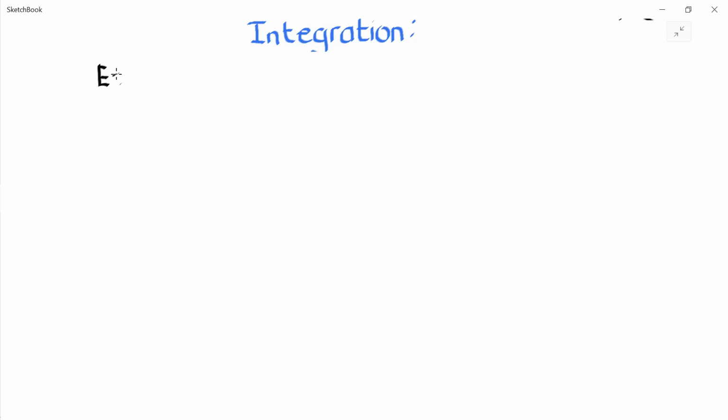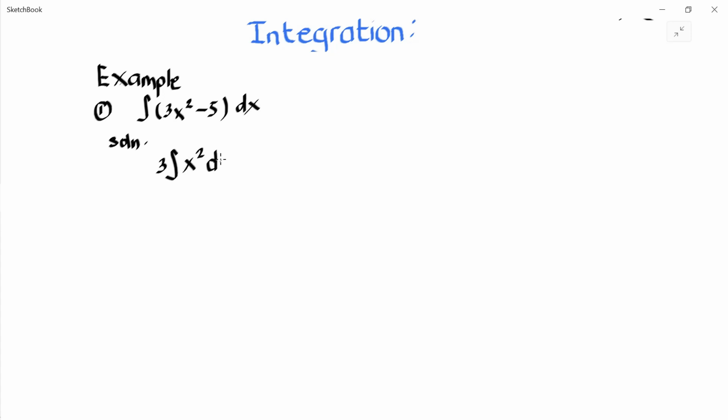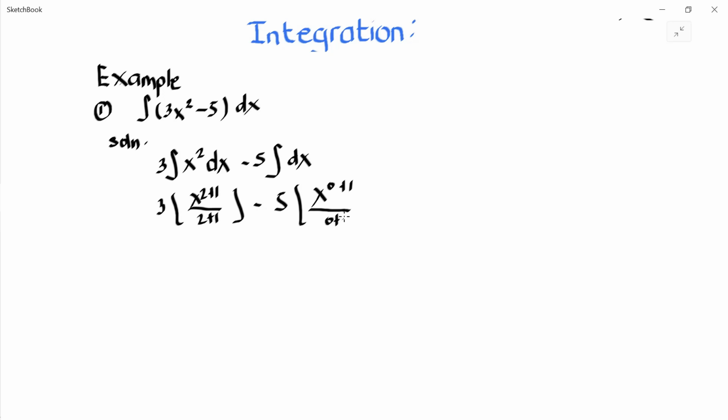So for our first example, find the integral of 3x squared minus 5 dx. For the solution, we integrate it term by term. We factor out the constant: 3 integral of x squared dx minus 5 integral of dx. This is 3 x raised to 2 plus 1 all over 2 plus 1, minus 5 x raised to 0 plus 1 all over 0 plus 1, plus some constant of integration.